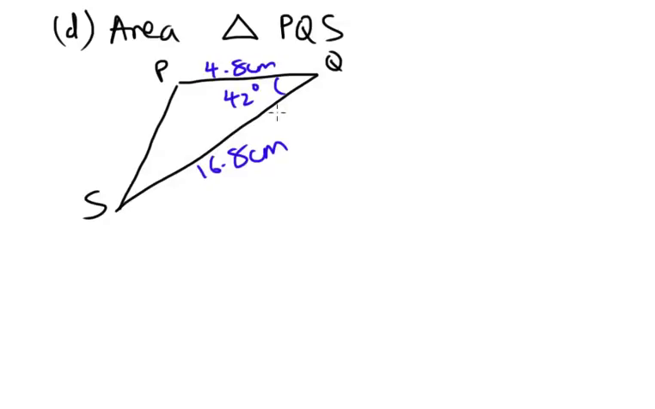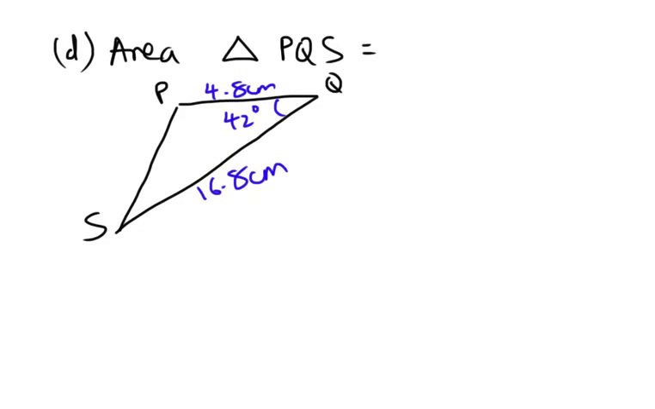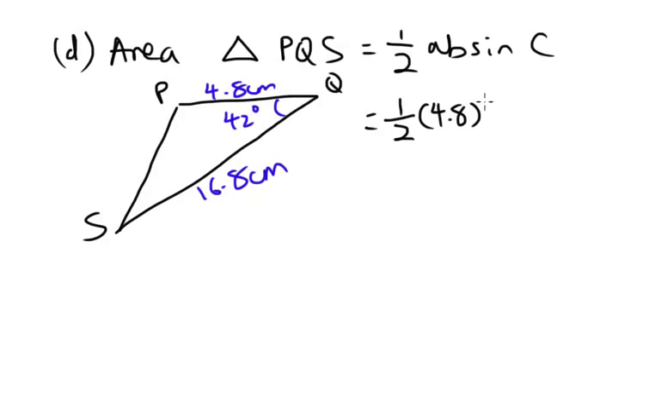You have learned the new area formula for triangle. As long as you have two sides and the angle between them, you can find the area. Here you already have the two lengths and then the angle between them. We will find the area for the triangle PQS by using half times the two lengths and then the sine of the angle between them. This is the general formula. So half times 4.8 times 16.8 times sine 42 degrees.